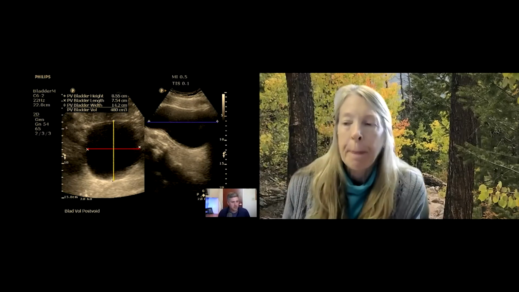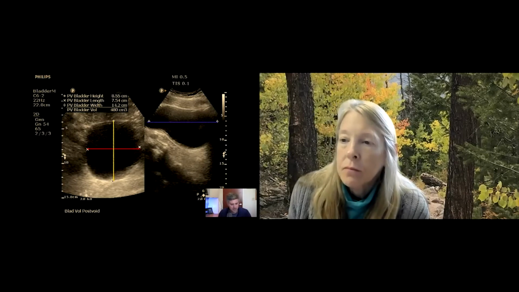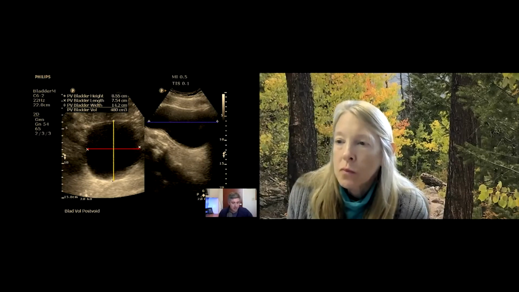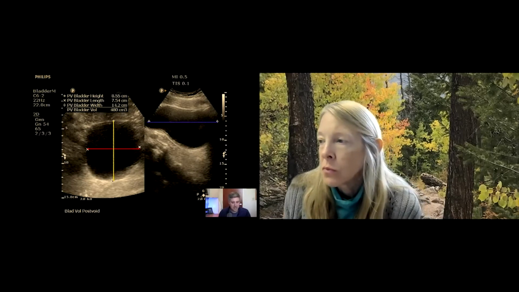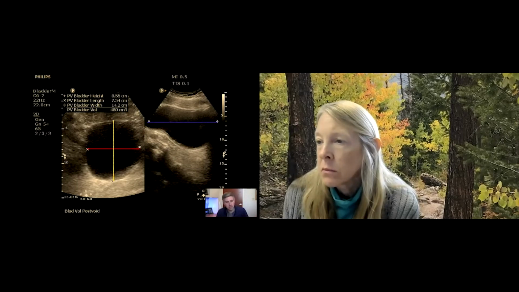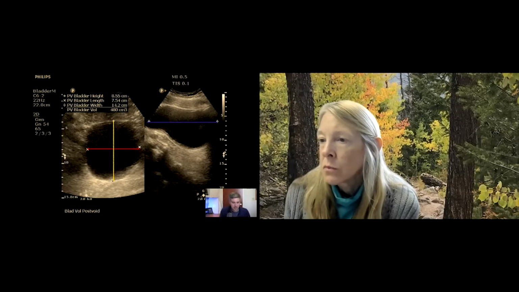And it's for this reason. The yellow line represents the depth, the anterior to posterior depth. The red line represents the left to right width, and the blue line represents the cephalad to caudad height. So we got our length, width, and height.